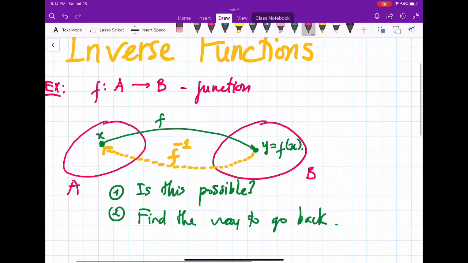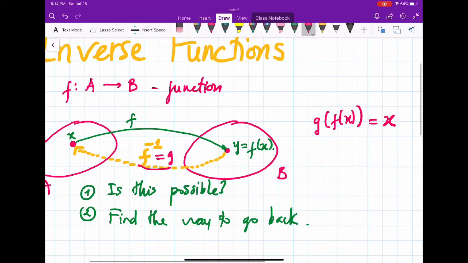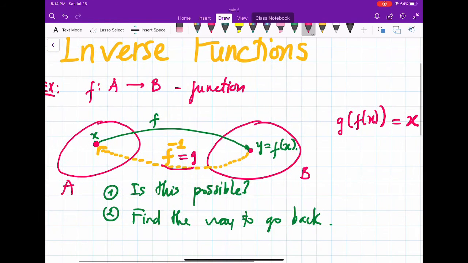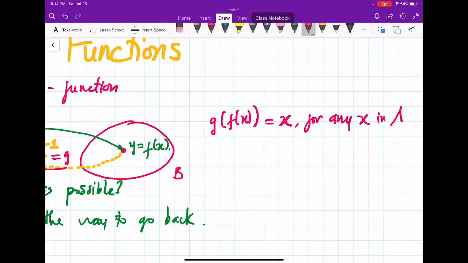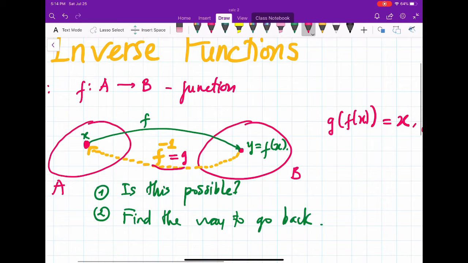Let's go back to this picture. Actually, this is your g, right? So g is the inverse of f if you go from x to y, and then you go back. That means you apply another function, the g. So that means g of f of x equals x, for any x in the domain of f, that means in A. So for any x in A, you go to the y in here, and then you go back exactly to that position.